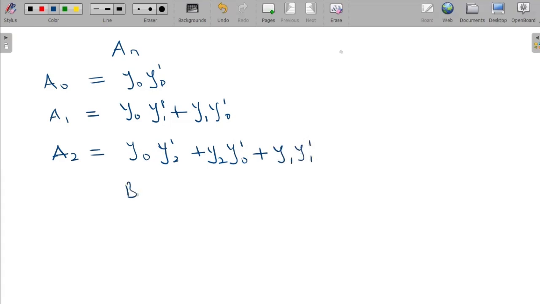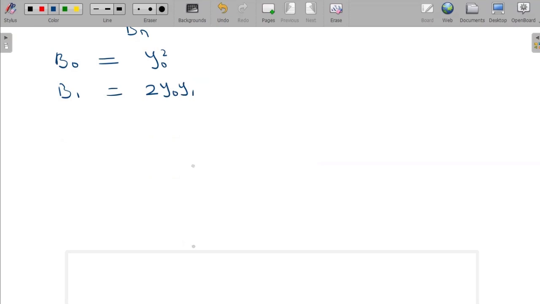Then B n represents y squared. So when n is 0, B naught will be y naught squared. When n is 1, B1 will be 2 y naught y1. When n is 2, B2 is equal to 2 y naught y2 plus y1 squared, and so on and so forth. More of these can be obtained.